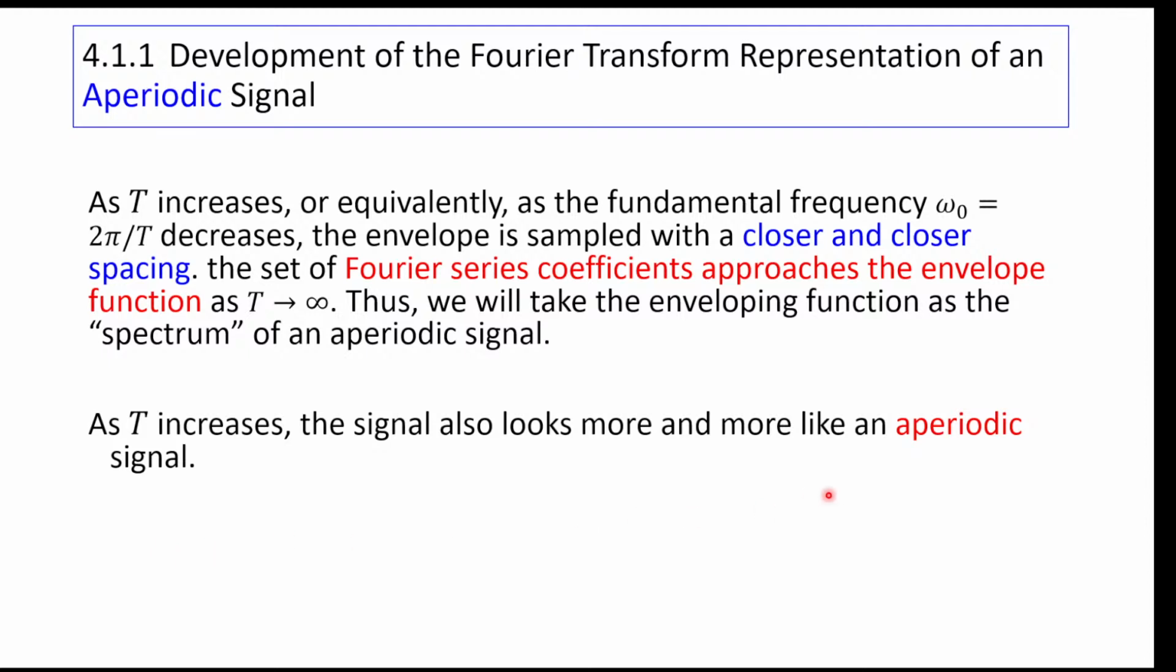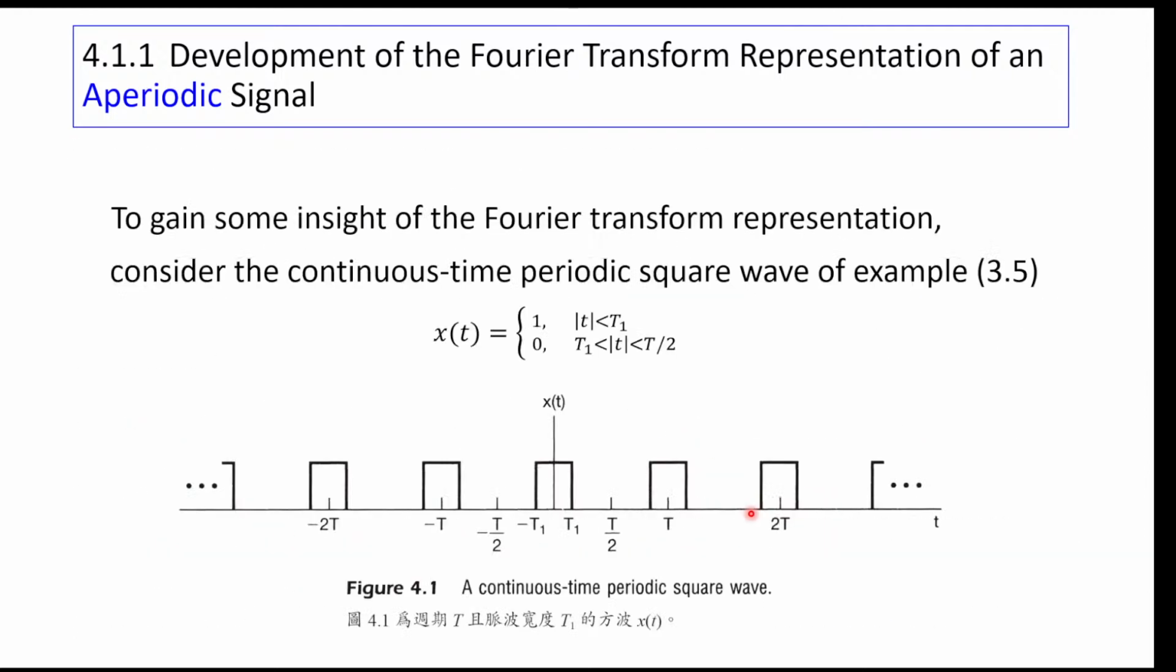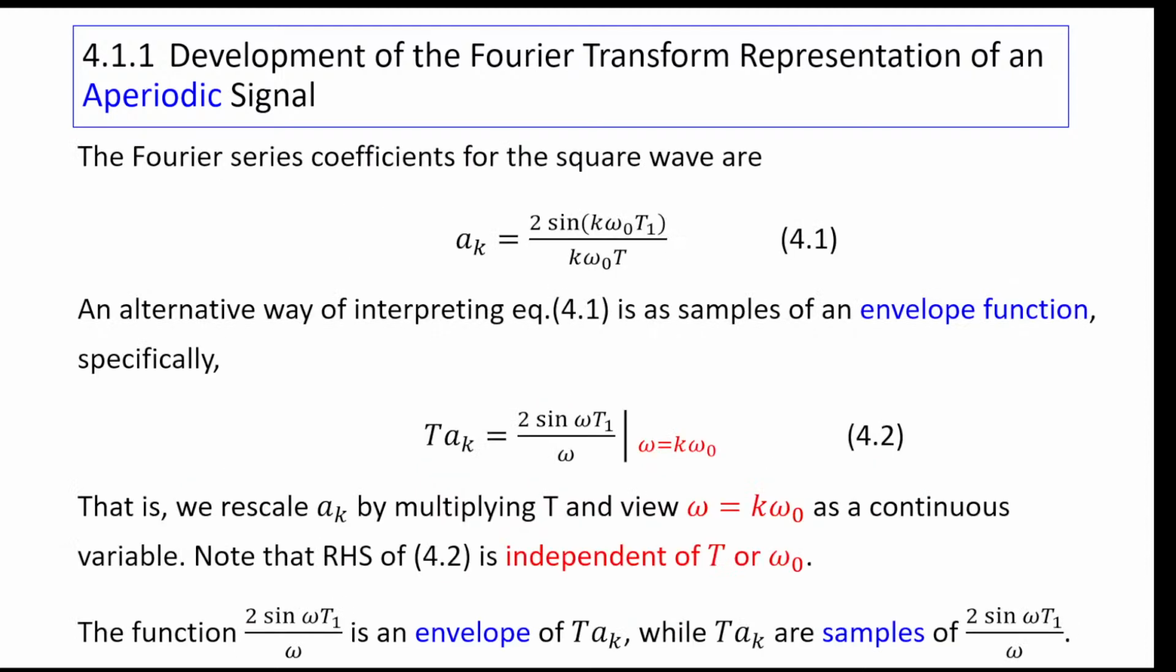Okay, and also as big T increases, so we are fixing t1 but just increasing T. If you fix t1 and increase T, then the spacing between the periods gets larger and larger, and your signal looks more and more like an aperiodic signal, with just a block of t1 here, because as T goes to infinity, you never see it repeat itself. Okay, and yeah, so we'll do a general derivation with this idea.